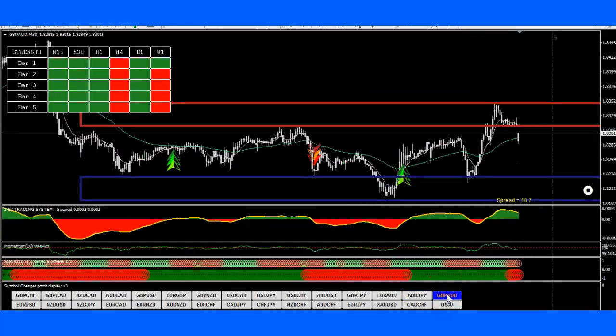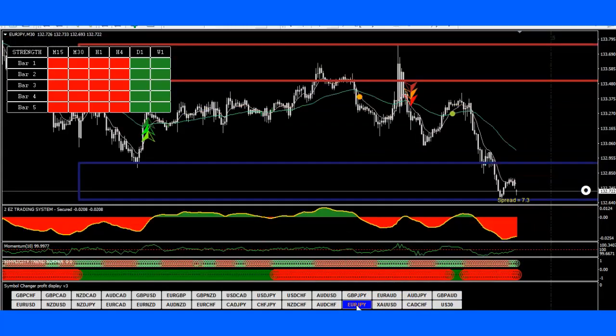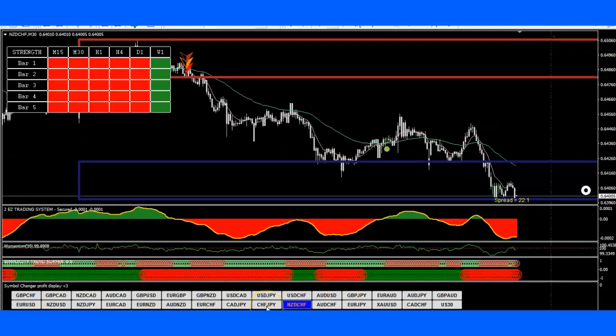GBP AUD. Don't like it too much. Market's not ready, at least not for our strategy. That one looks good, we're going to wait a little bit more. Gotta wait more on that one. Too choppy. That one looks okay, we've got to wait a little bit more.